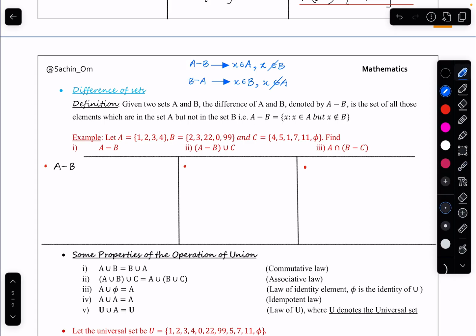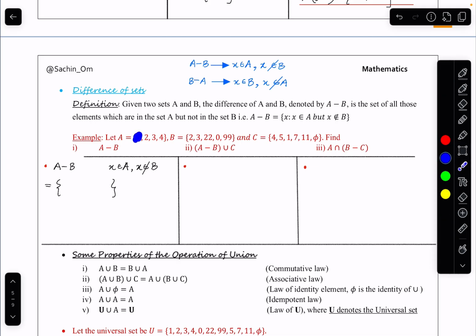Let's consider it using an example now. A minus B I want to find, given A as the same example as the last one, except we are supposed to find the differences this time. So A minus B means I have to take elements from A, but they must not be in B. So let's see what it is going to be equal to.